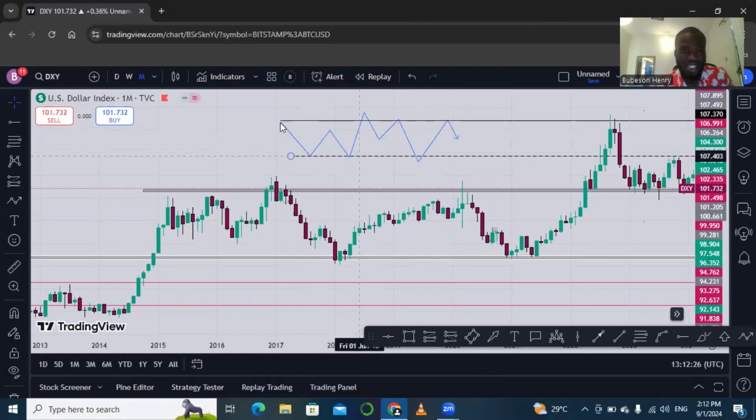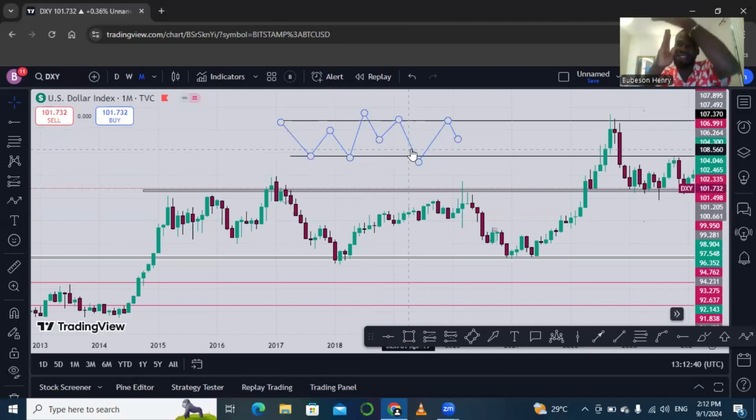The same thing as resistance. It sold up from here, came back here again. It couldn't go higher. Instead, that level pushed the price down. It went back again. It couldn't go higher. It pushed it down again. So this is what I mean by support and resistance.